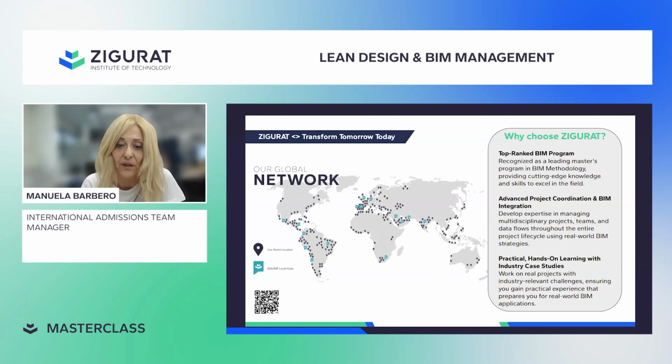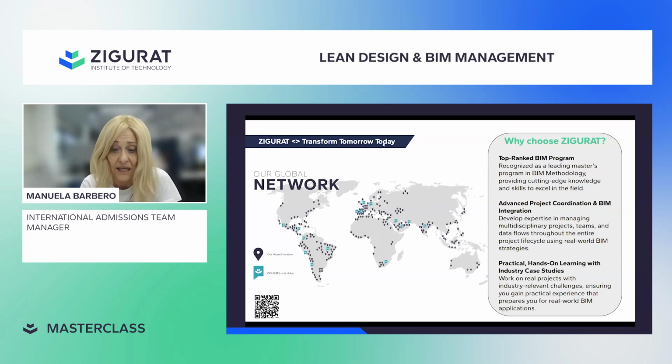We are recognized as one of the top BIM programs because this program equips you with the cutting-edge digital skills to stand out in the global market. We start from the coordination of the multidisciplinary team. You manage complex data flow across the entire project life cycle, and we apply everything through real hands-on case studies. You get the practical expertise that prepares you for real-world BIM application. Okay, if you go to the next one.